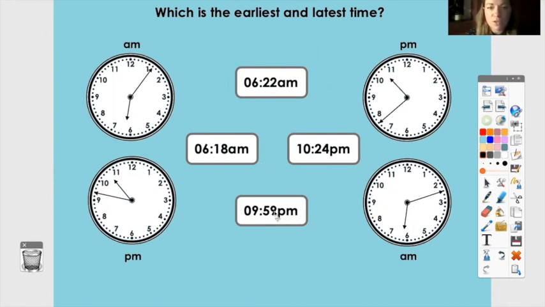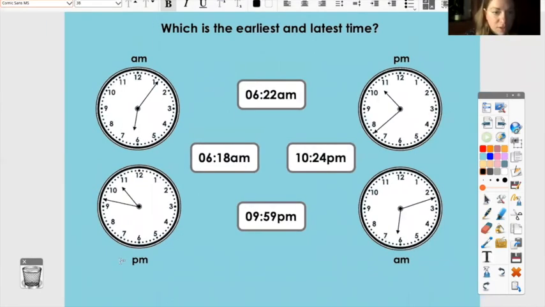So which ones are the earliest? What am I going to ask you to do under these analog clocks? Yep, write the digital times. So here we have, don't know why I started this one, but it looks pretty good. So our hour is 10 because we've not got to 11. 10:45, 46, 47 PM.